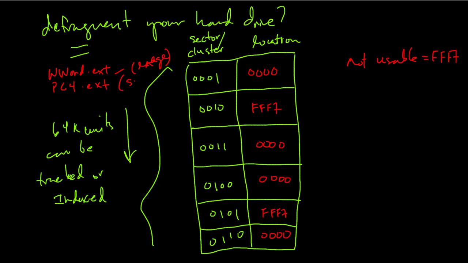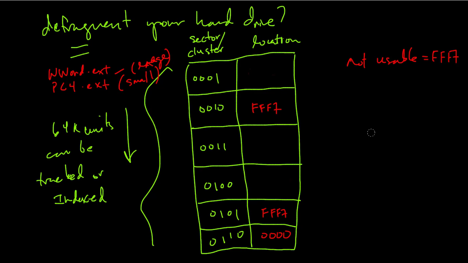This is going to be small. So when we write to this table, let's say that for winword.ext, it's going to take up 3 clusters, okay?